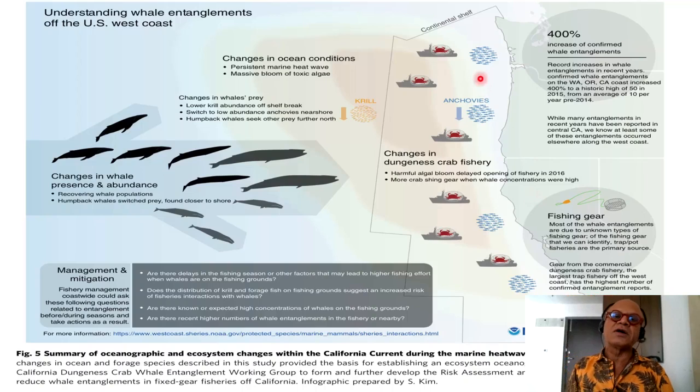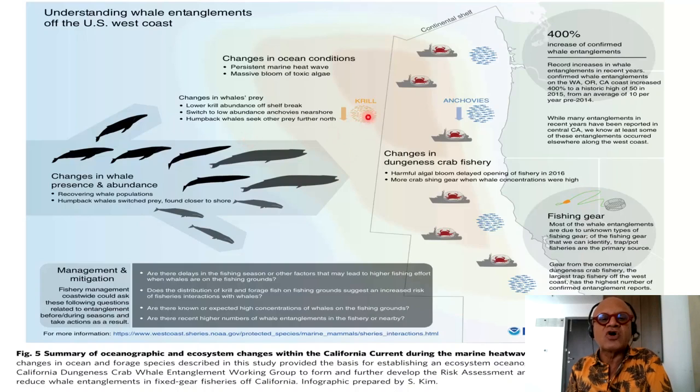So the natural event like El Nino is affecting the fish, and the fisheries management is deciding when to allow fisheries, and the whales are responding to availability of food as well. So you have this confluence of multiple events. Changes in ocean conditions, persistent marine heat wave, massive bloom of toxic algae. Changes in whale's prey, lower krill abundance off the shelf break, switch to low abundance anchovies near shore.